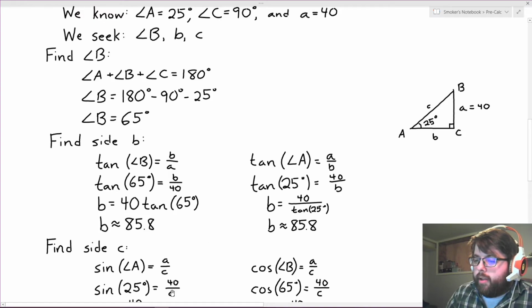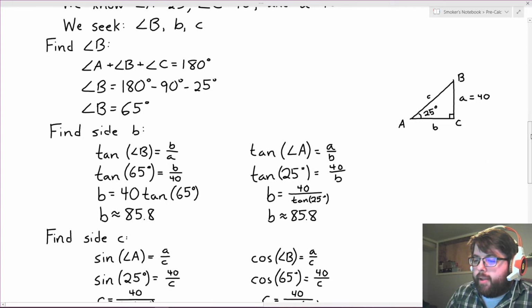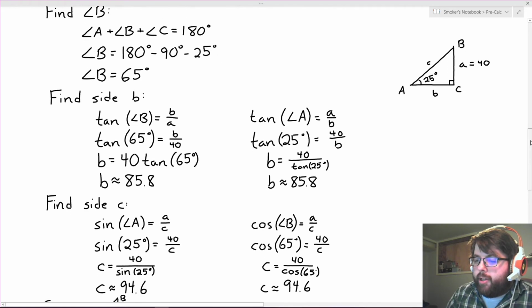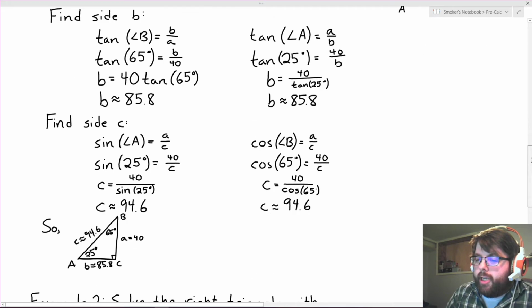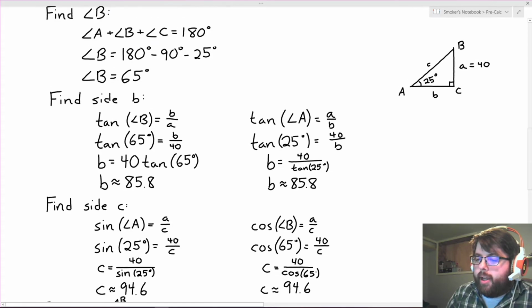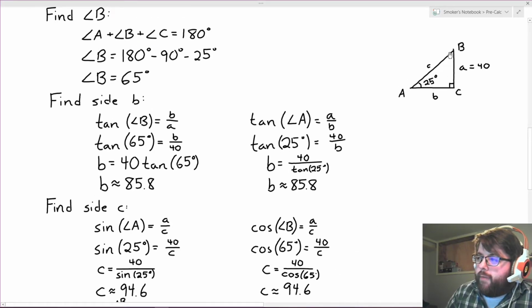Solving this for C, you get C is equal to 40 divided by sine of 25. You plug that in the calculator and you should get 94.6.